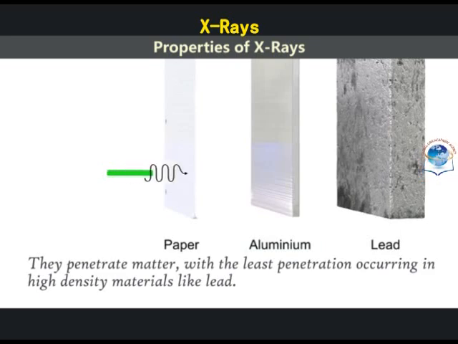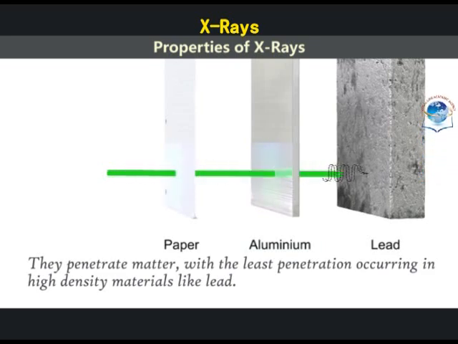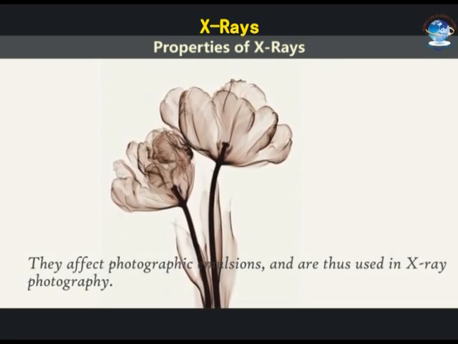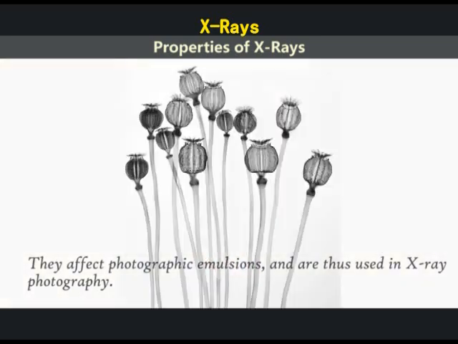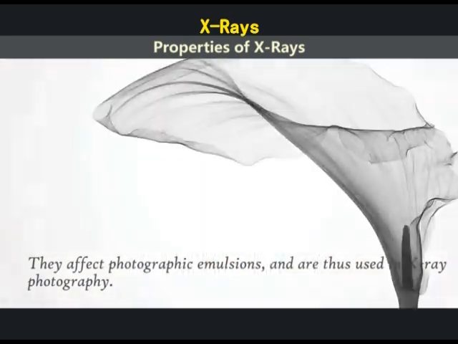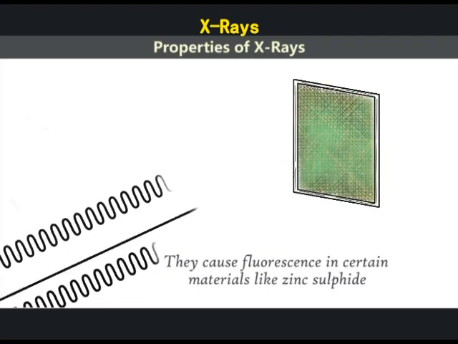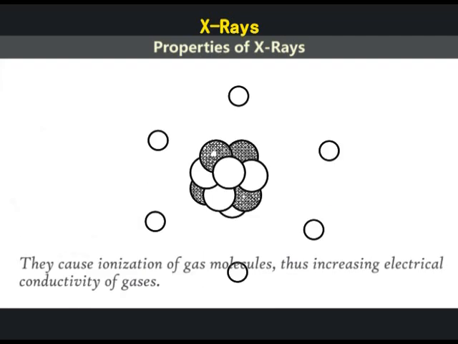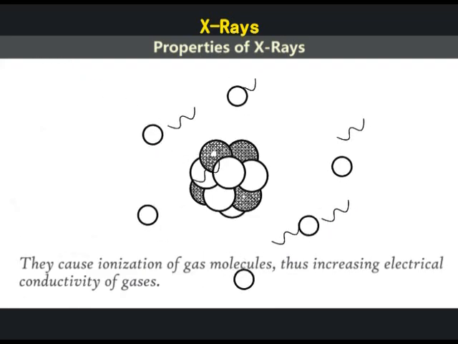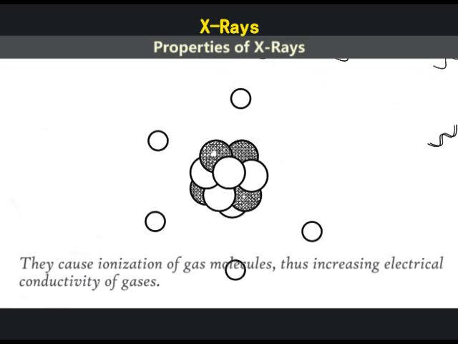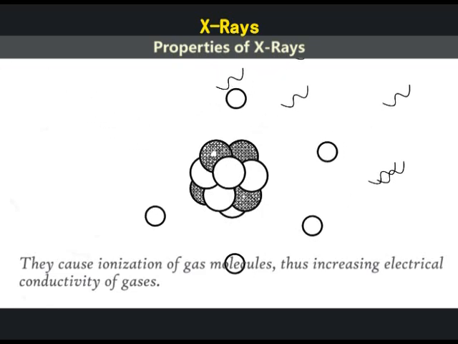They penetrate matter with the least penetration occurring in high-density materials like lead. They affect photographic emulsions and are therefore used in X-ray photography. They cause photoelectric emission. They also cause fluorescence in certain substances like zinc sulfide. In moving through air, they can knock out electrons from gas molecules in their path, causing ionization of the molecules and thus increase electrical conductivity of gases.